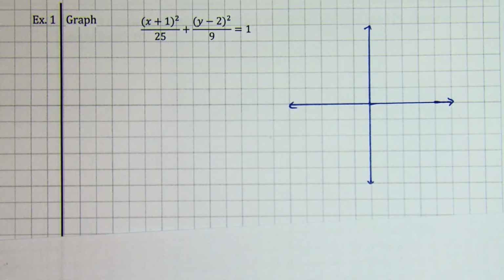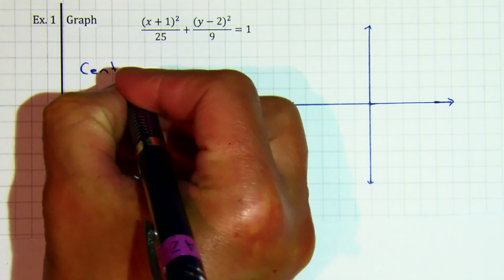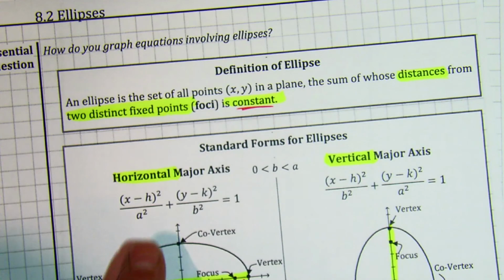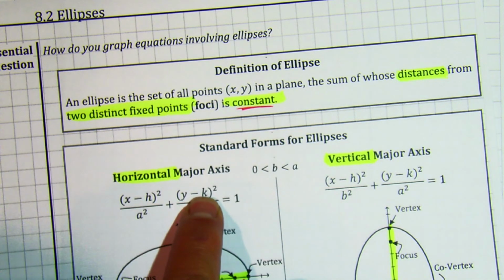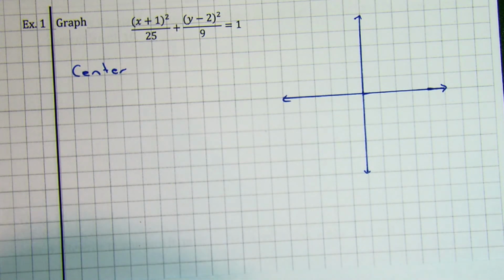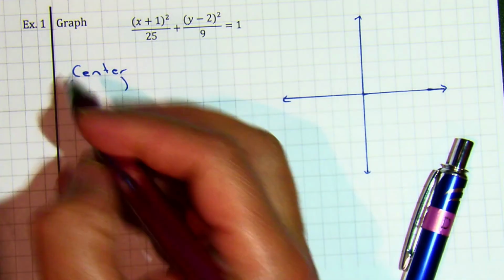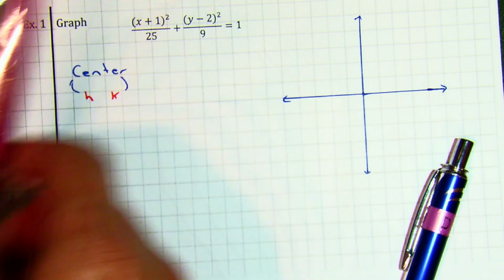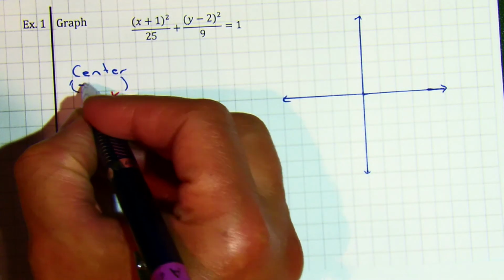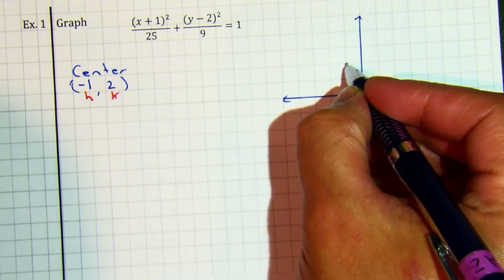So the first thing that I need to be able to find is my center for an ellipse. If I look at my formula, my center is going to be given by H and K, just the same way that we have seen the center to be for a parabola. So therefore, my center is H and K, where H is -1, K is +2. It will be -1 and +2.